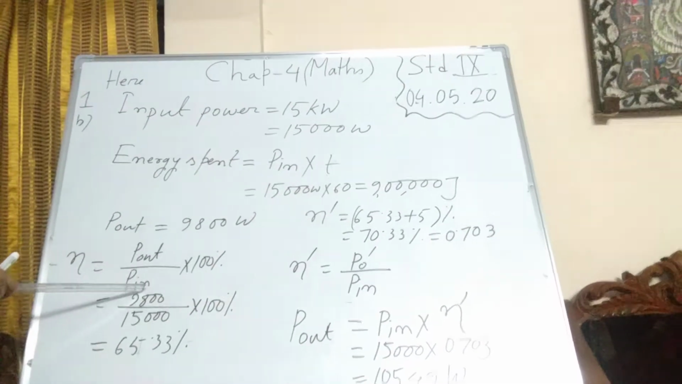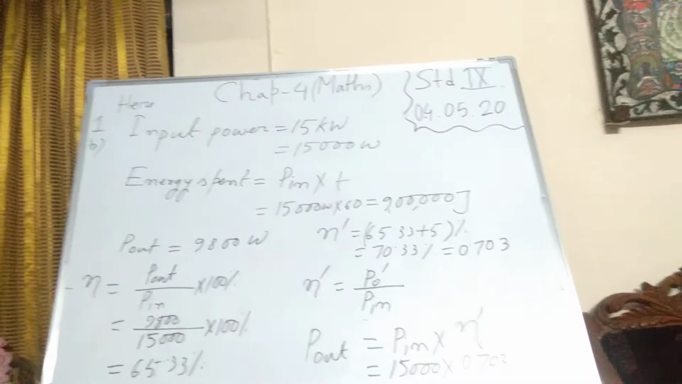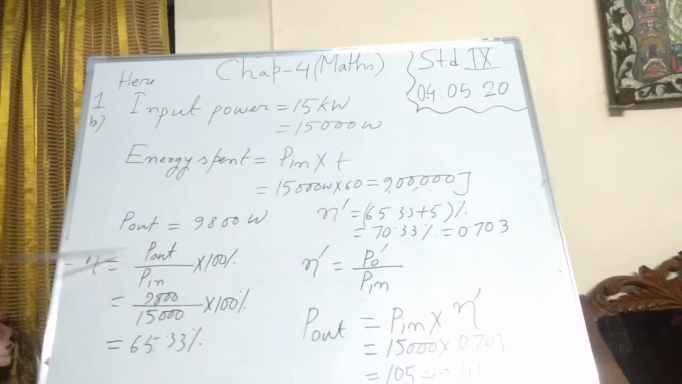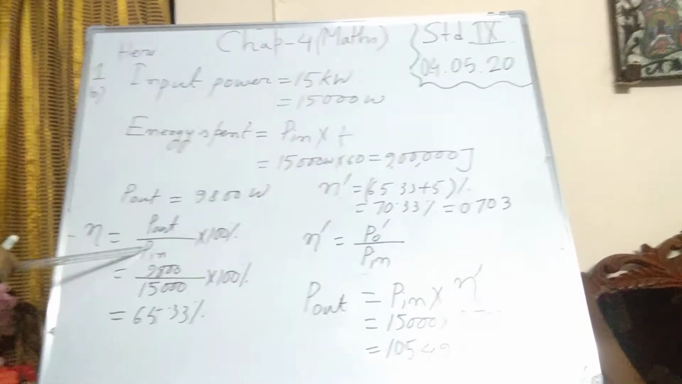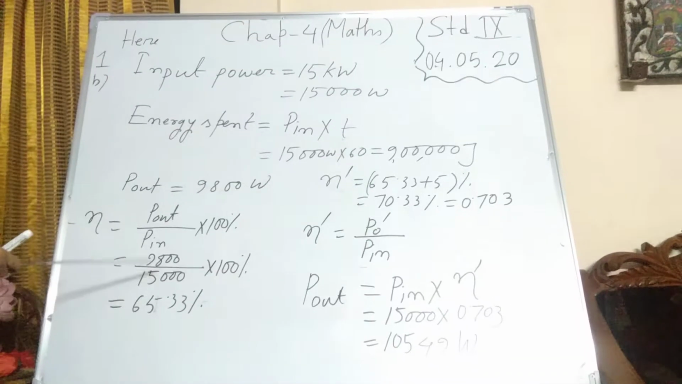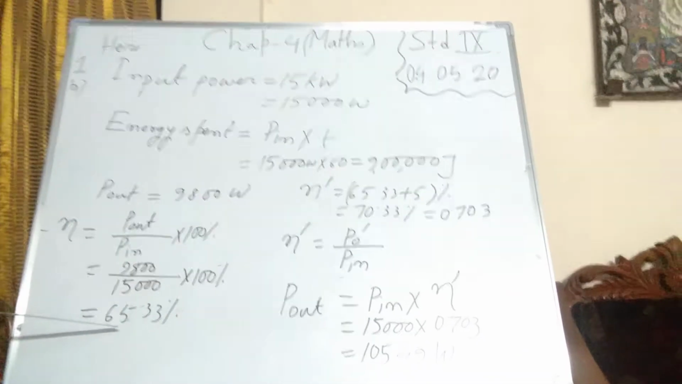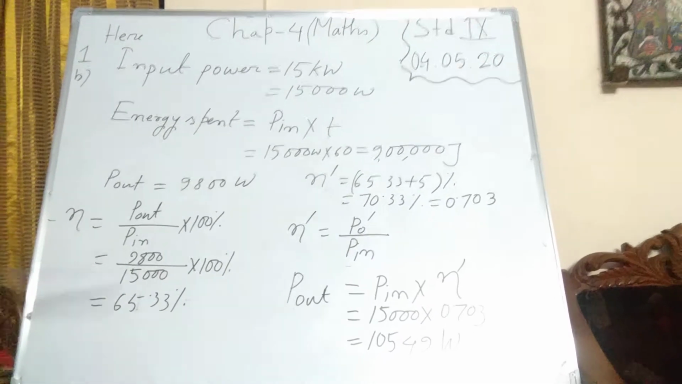Efficiency equal to P output by P input into 100%. That is the formula for finding out the efficiency of any engine or motor. So here P output is 9800 and P input is 15,000. So it comes 65.33%. Okay, the efficiency becomes this.